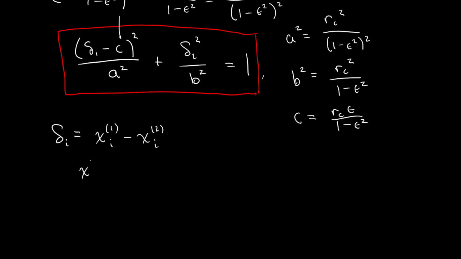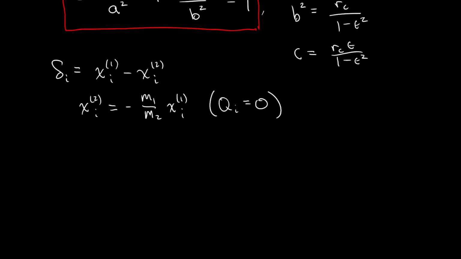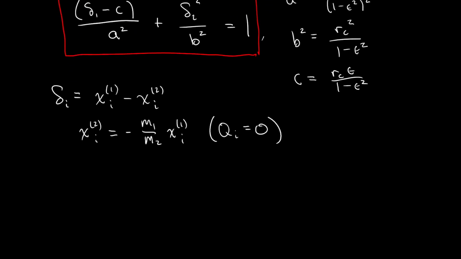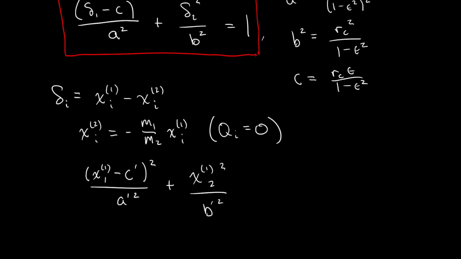And we also know x2i is equal to minus m1 over m2 times x1i. This comes from u_i equals 0. And so just plugging this stuff in and simplifying everything out, you find the motion of star 1 is given by (x1,1 minus c prime) squared over a prime squared plus x1,2 squared over b prime squared is equal to 1.